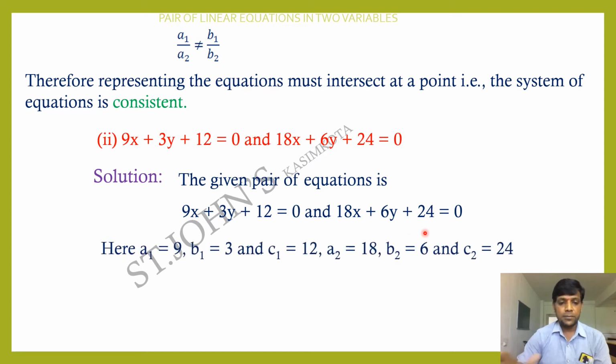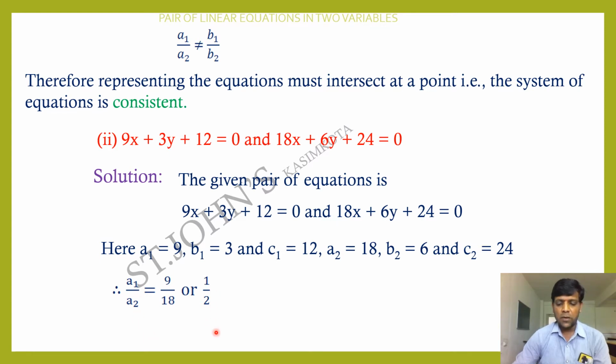So write down the data. a1 equal to 9, b1 equals 3, c1 equals 12, a2 equal to 18, b2 equal to 6, c2 equals 24. So write down the ratios a1 by a2, b1 by b2 and c1 by c2. So what is the value of a1 by a2? a1 means 9 and a2 means 18. 9 by 18. These two are divisible by 9. 9 ones are 9, 9 twos are 18. So the value of a1 by a2 is 1 by 2.